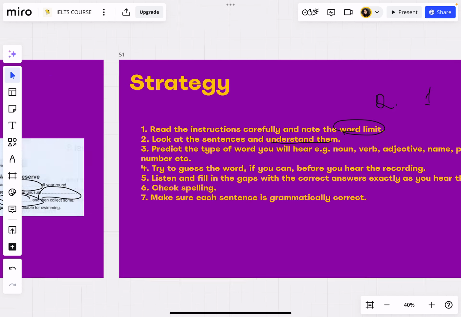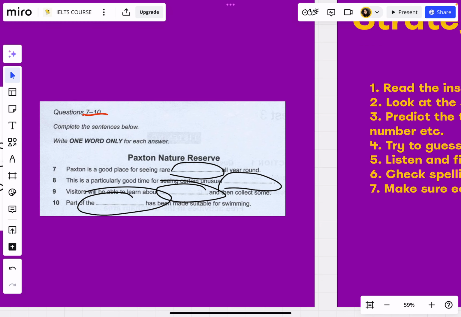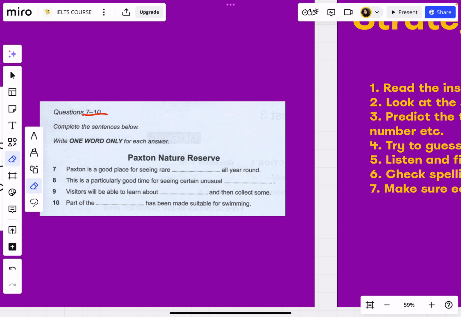You need to look at the sentences, and you need to understand what is being asked. For example, Pakistan is a good place for seeing a rare something all year round. So it's like Pakistan is a good place for seeing a rare something. Yani Pakistan дегеніміз сирек кездесетін бірдеңені көруге жақсы жер жыл бойына.